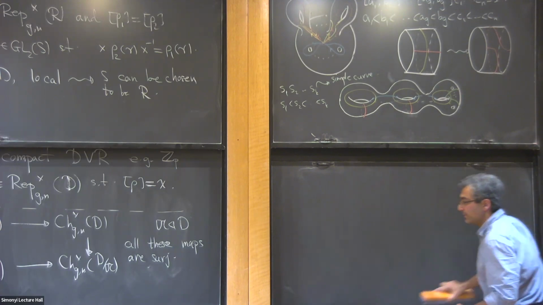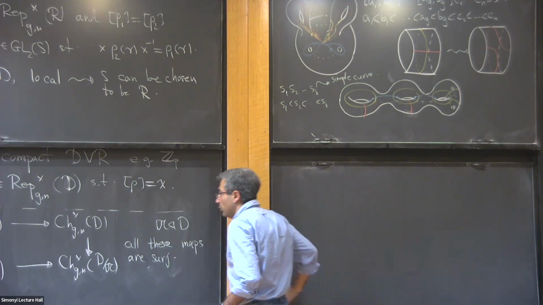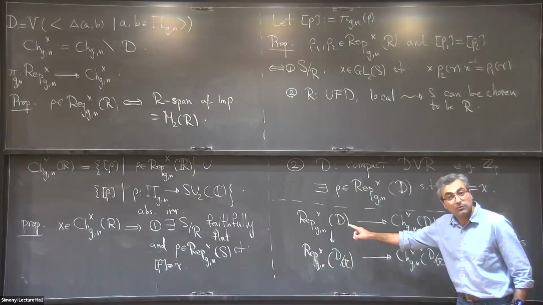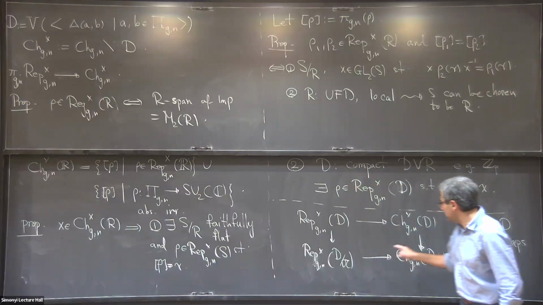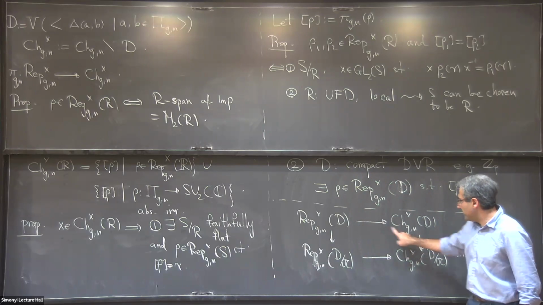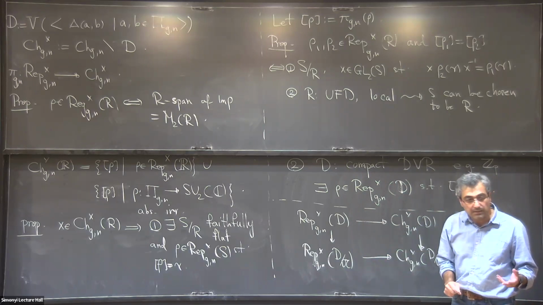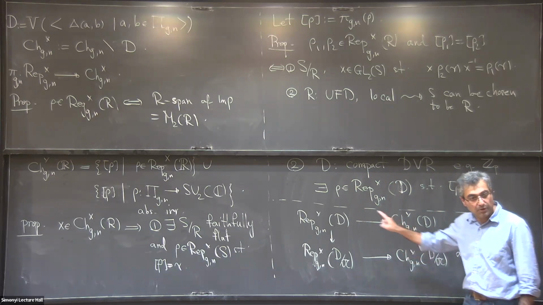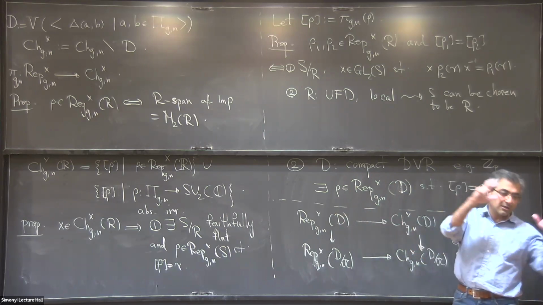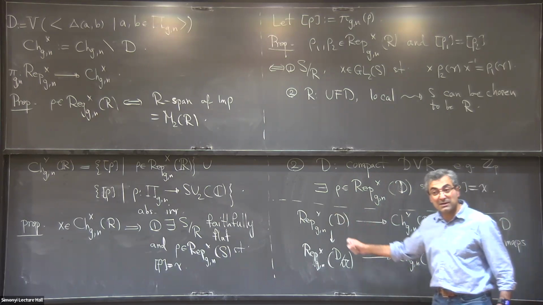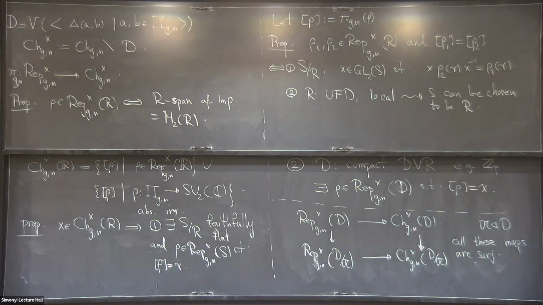And in this picture, we also know what the fibers are. Because of the earlier result, we know that every fiber over here is a single GL2(D) orbit. Because we know if two things go to the same thing, they are conjugate of each other, because D is a local ring.